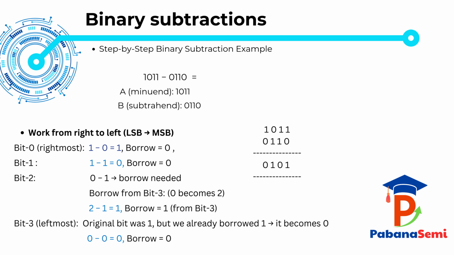Now read the result from left to right. 0, 1, 0, 1. So 1, 0, 1, 1 minus 0, 1, 1, 0 equals 0, 1, 0, 1, which is 5 in decimal.